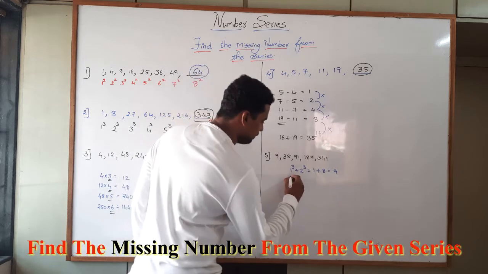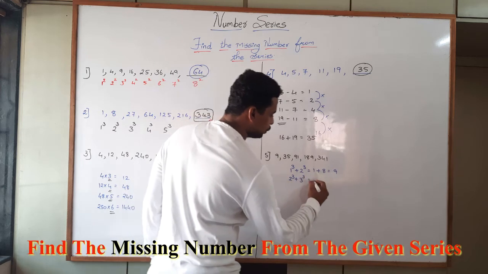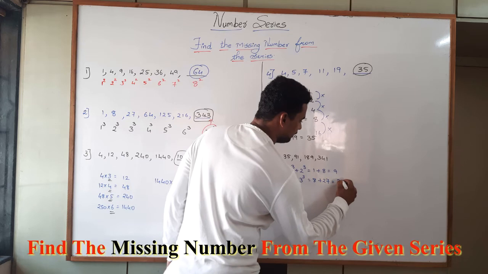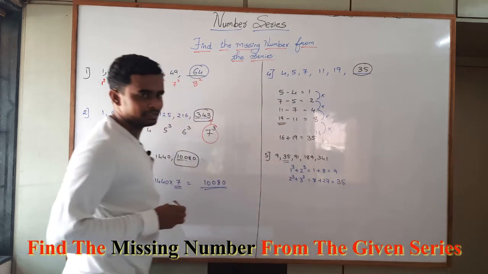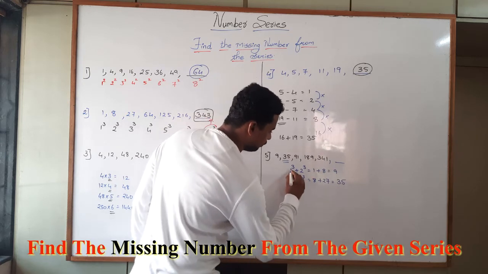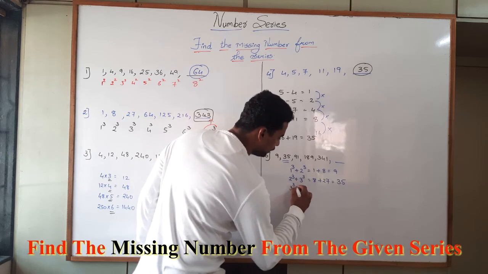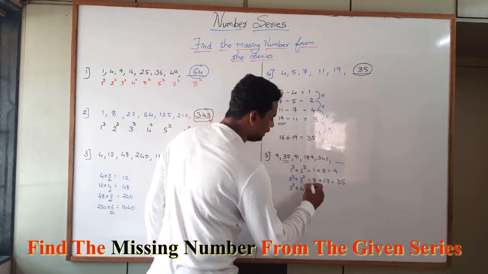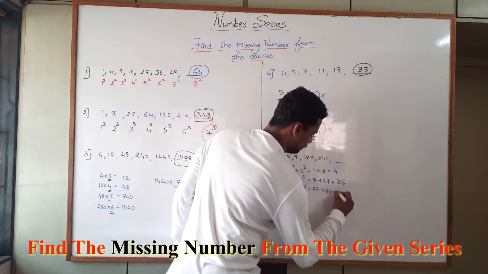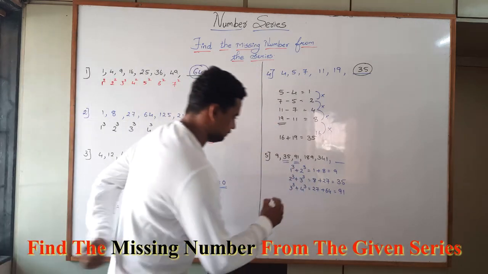We'll go ahead with the same pattern. I get 2 cube plus 3 cube. Then 2 cube is 8 and 3 cube is 27. When I add these numbers, I will get 35. That is my next number in the series. Moving ahead, 1 cube plus 2 cube is done. 2 cube plus 3 cube is done. Moving ahead, I will have 3 cube plus 4 cube. And there, 3 cube is 27, 4 cube is 64, which will get added to 91, my next number in the series.